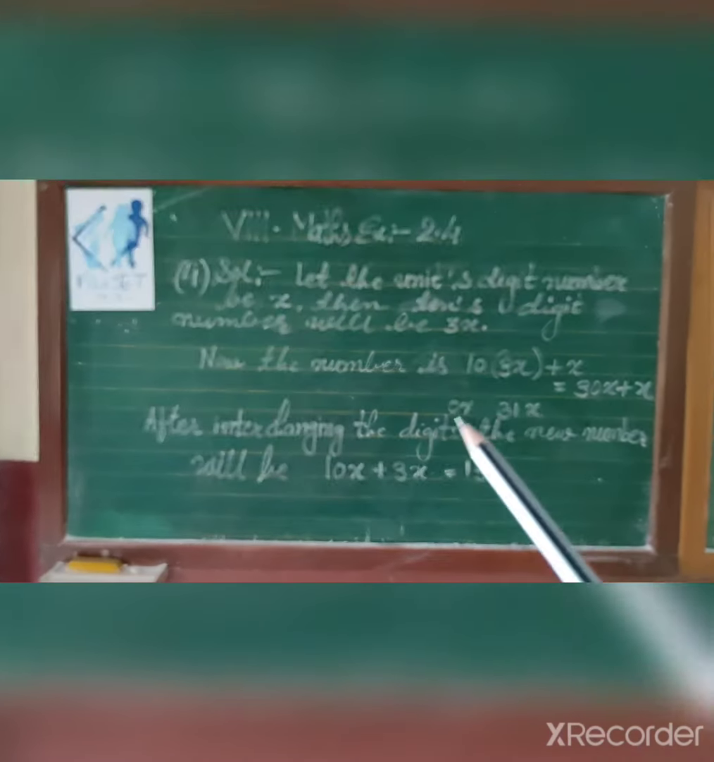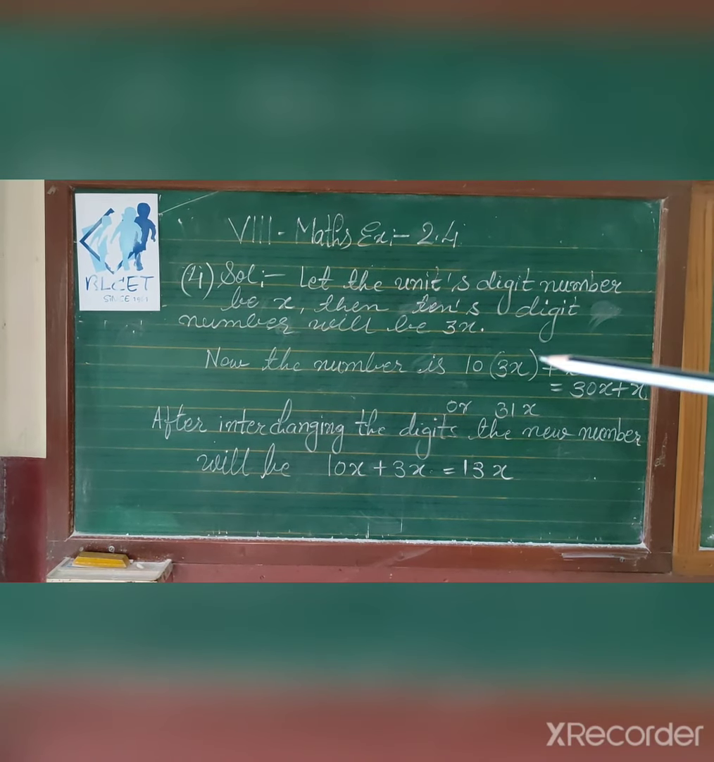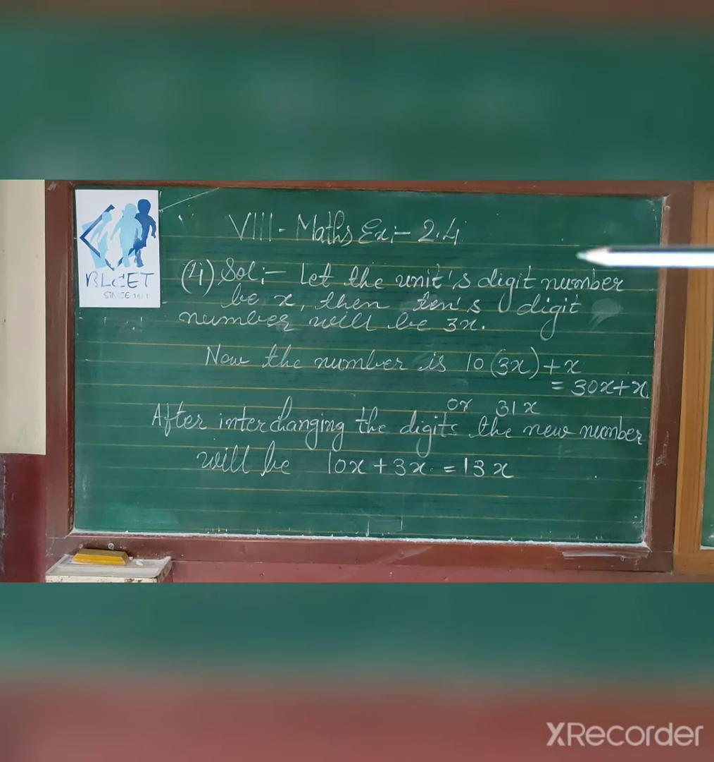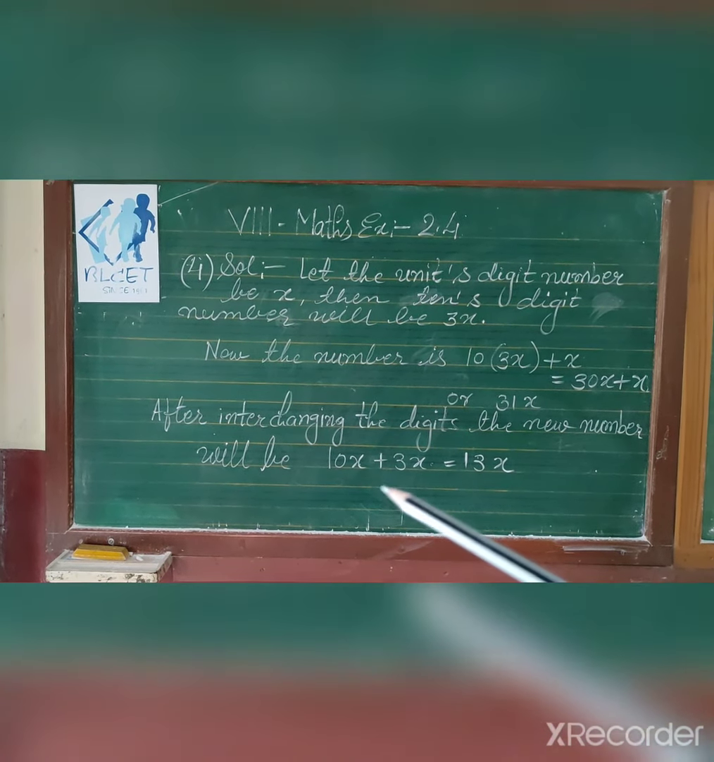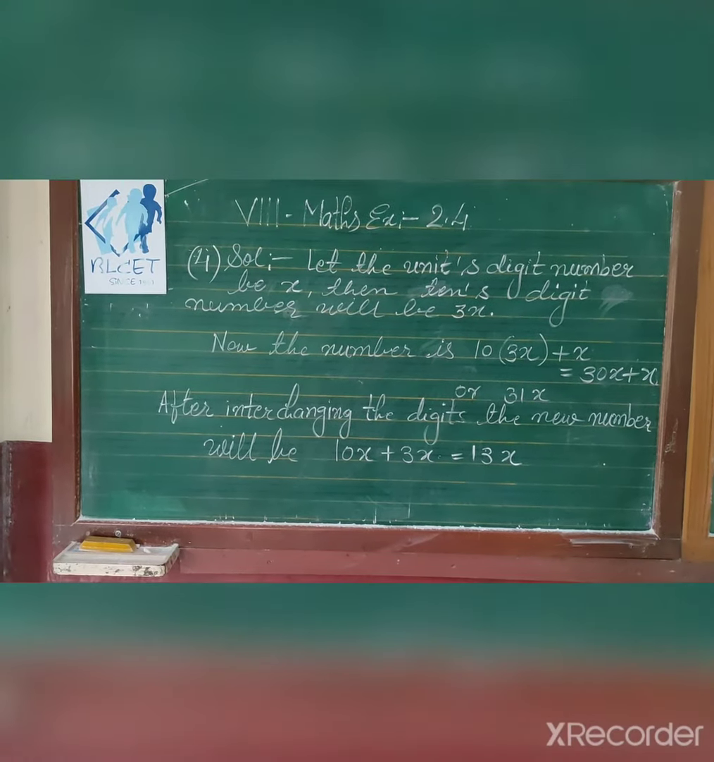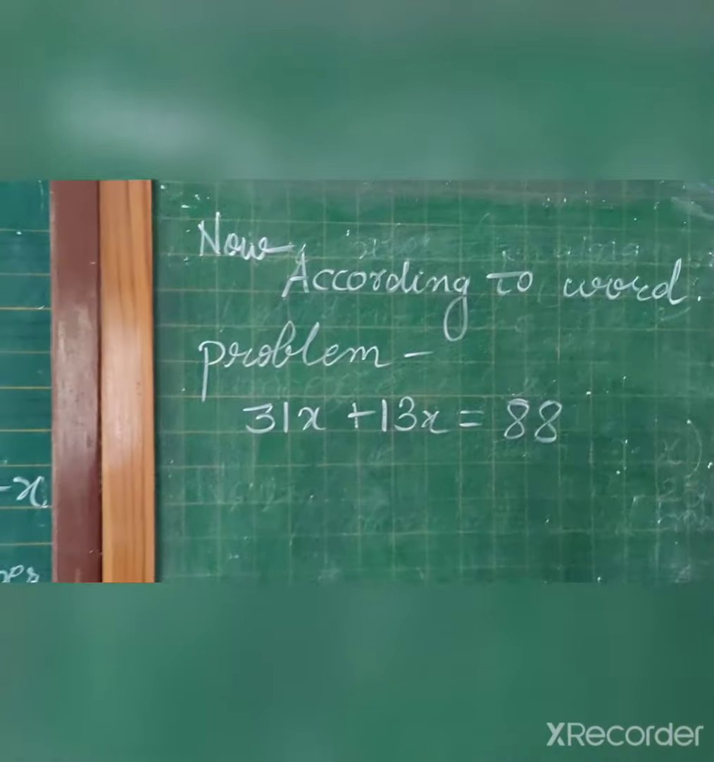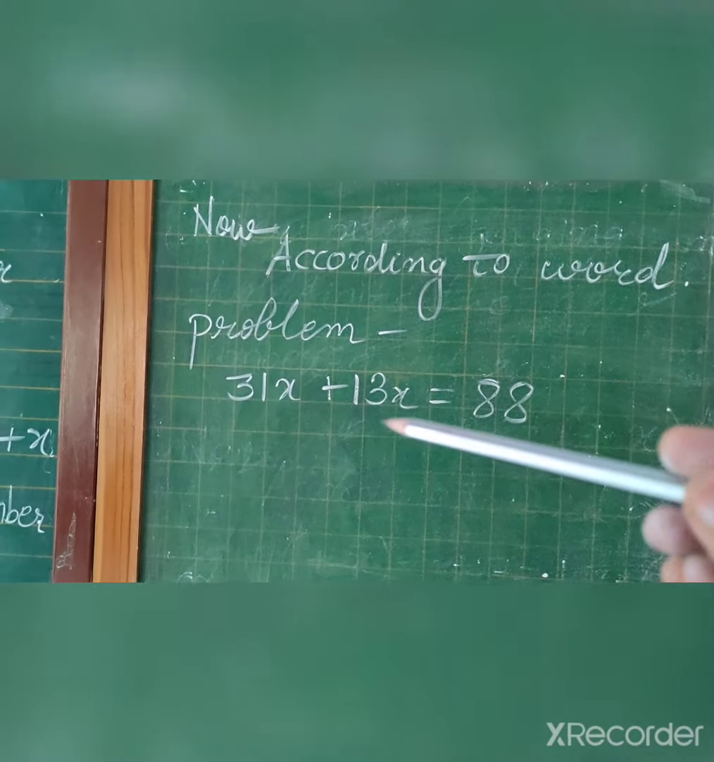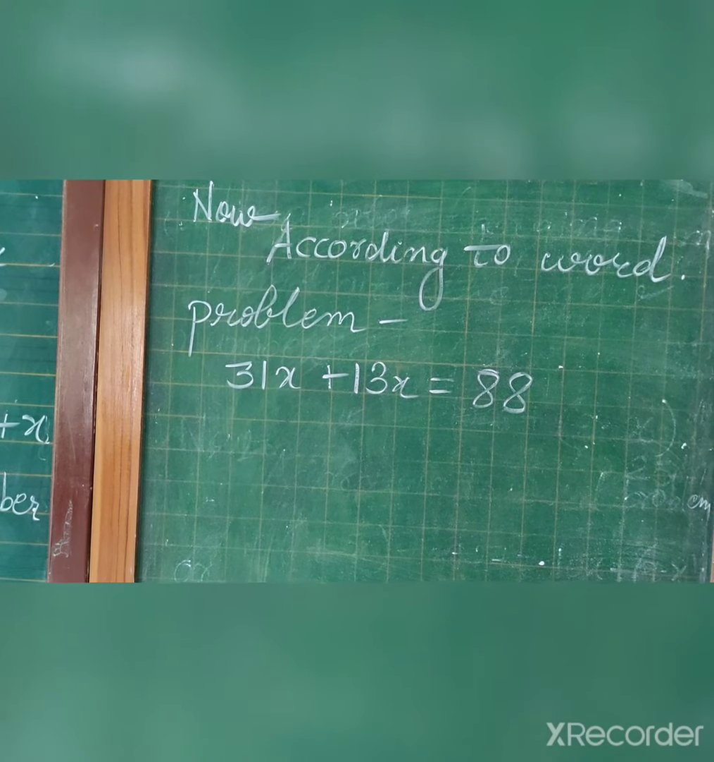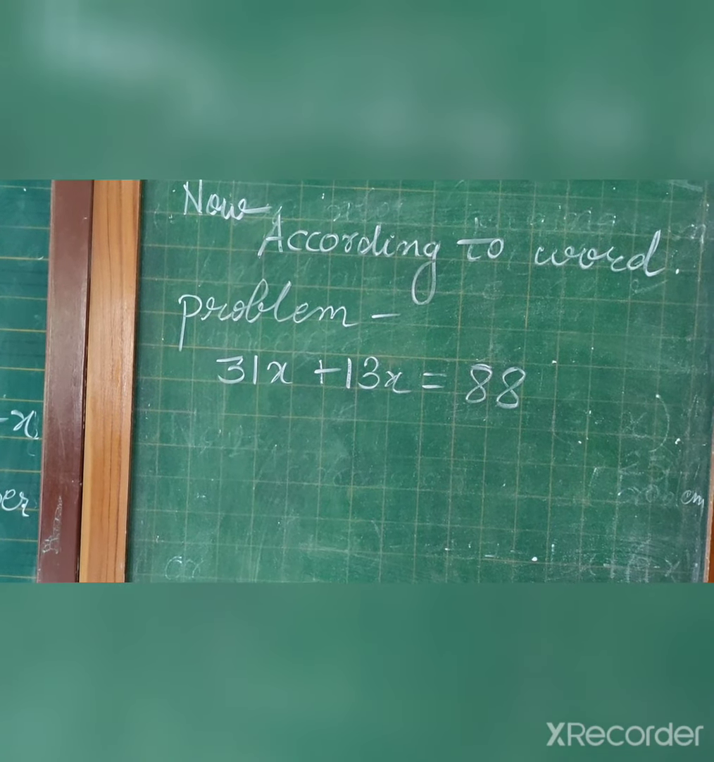After interchanging the digits, the new number will have the ones digit as the tens digit, and the tens digit as the ones digit. So 10x plus 3x, that means 10x plus 3x is 13x. Now, according to the word problem, if we add the original number and the new number, we will get the result 88. Now you can solve the sum, and calculate the unit digit number and tens digit number.